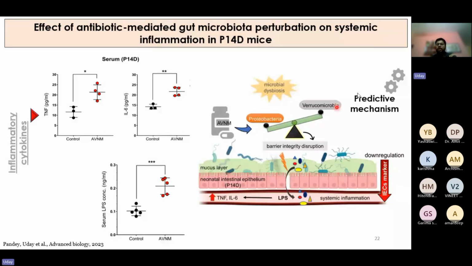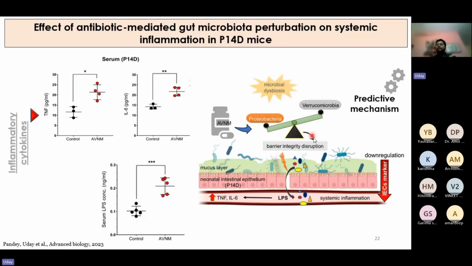So from here we draw a predictive mechanism. What could be the scenario in the intestinal gut at the 14 day? Due to our AVNM treatment, there is an imbalance between the Proteobacteria and Verrucomicrobia population. Proteobacteria is high and Verrucomicrobia is low. So there is a microbial dysbiosis.